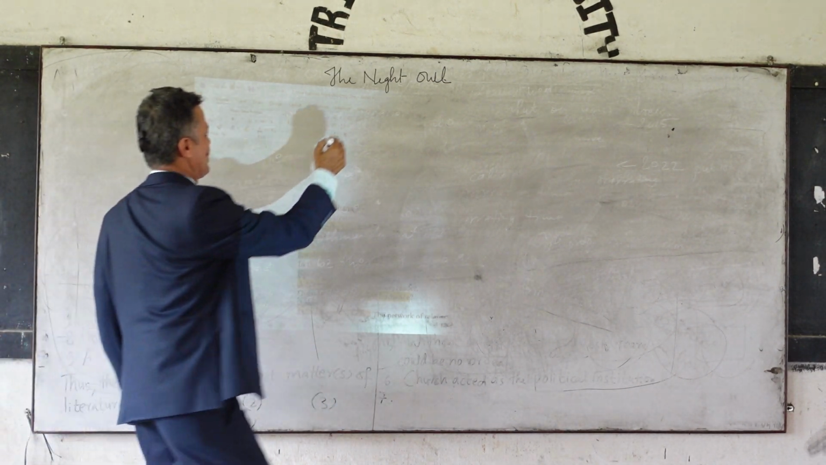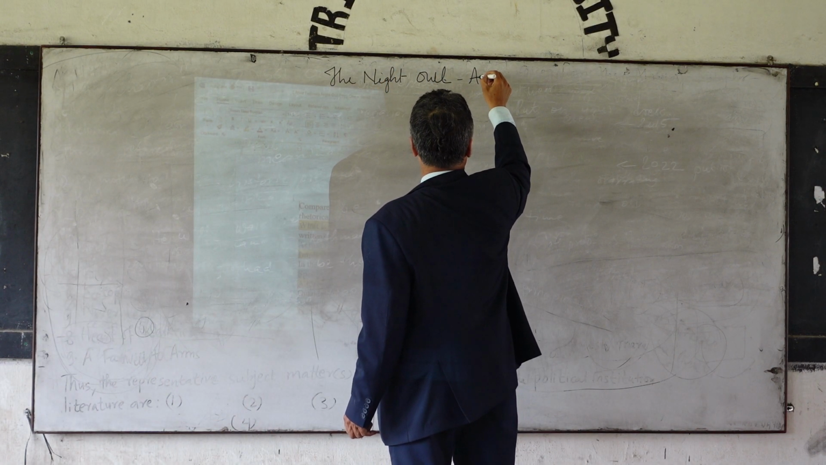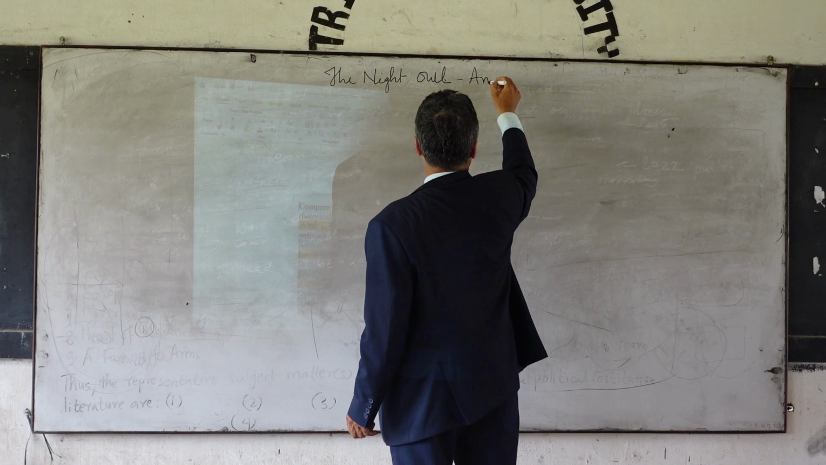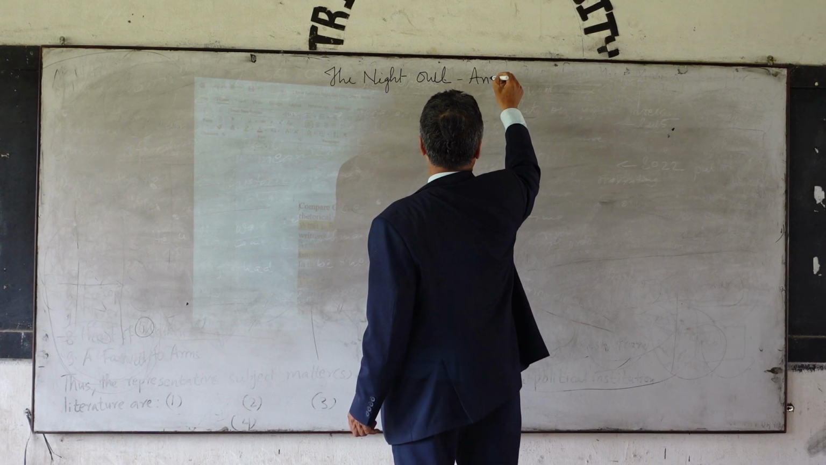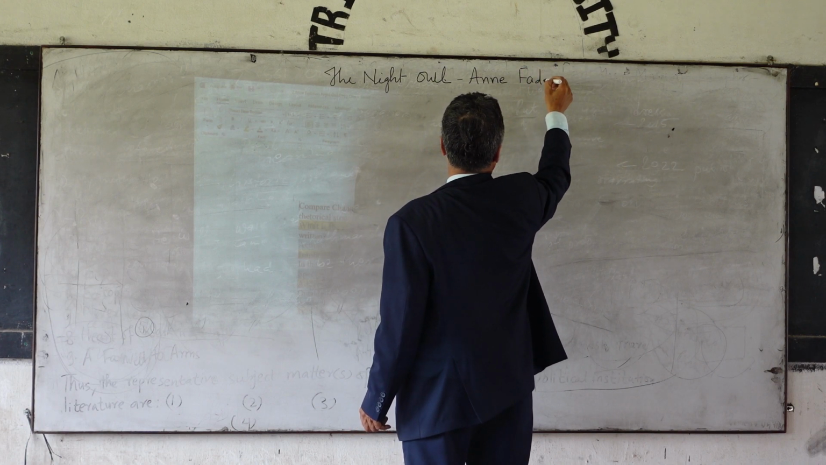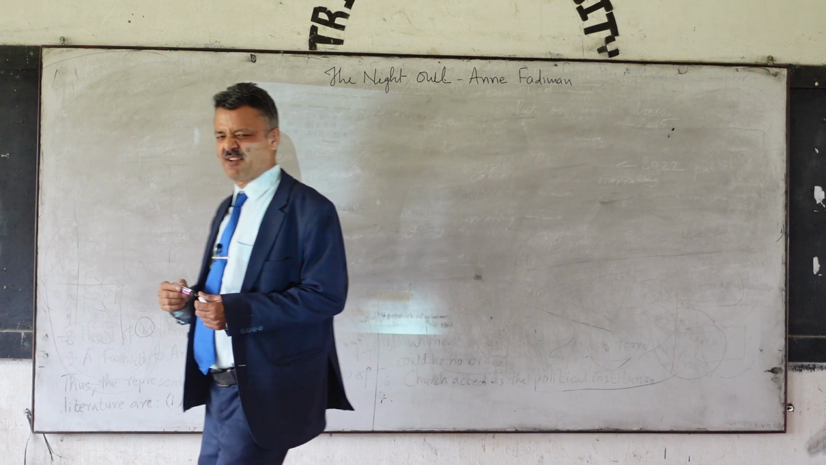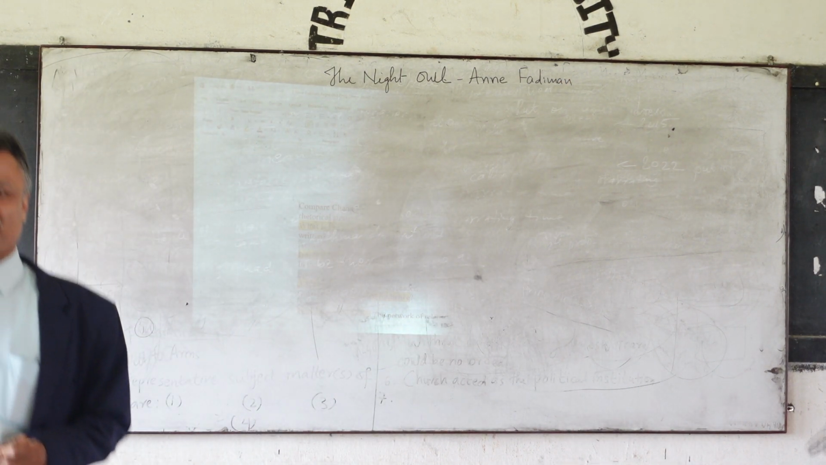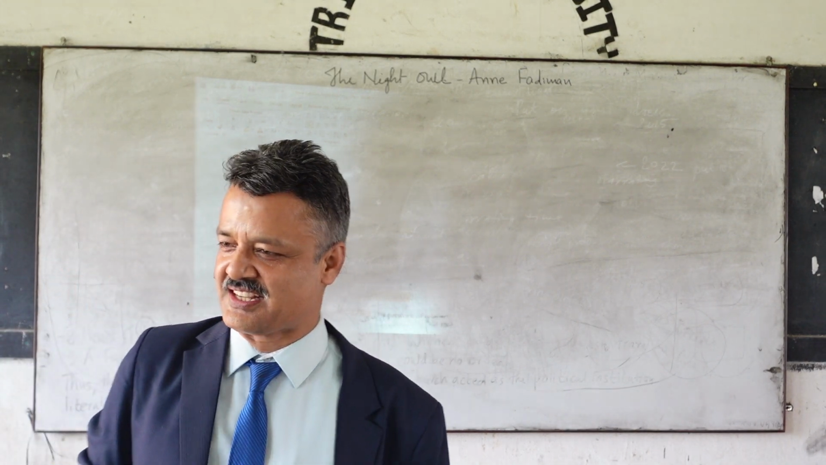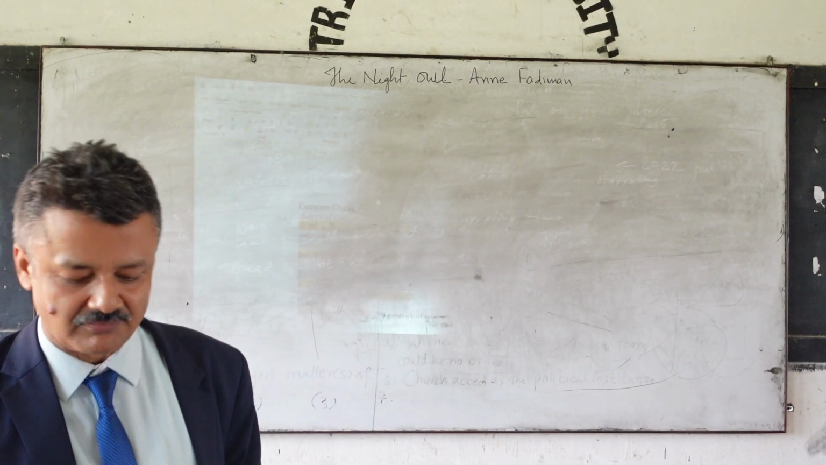Okay, who is the author? Anne Fadiman. How do you spell her first name? A-N-N-E. Fadiman. It may be Anne Fadiman or it may be Ann Fadiman, I'm not sure, but I pronounce Anne Fadiman. I haven't checked. I may be right, I may be wrong.